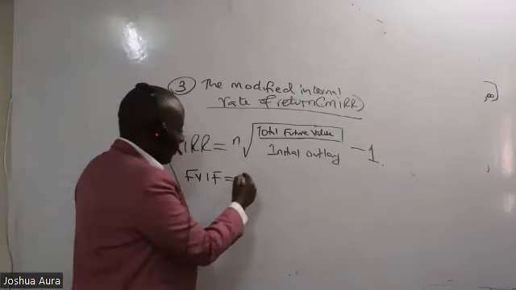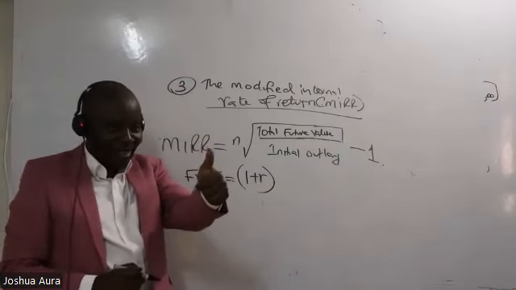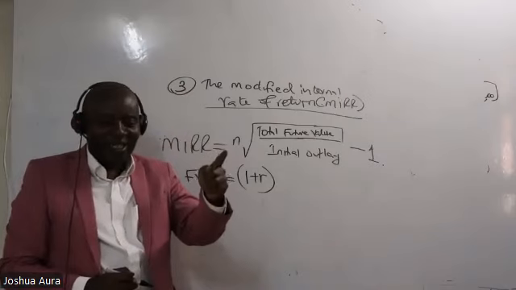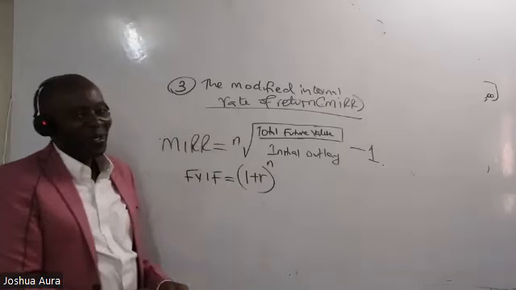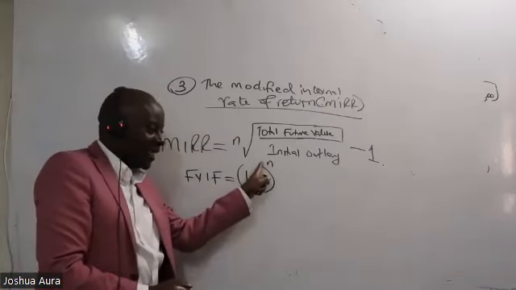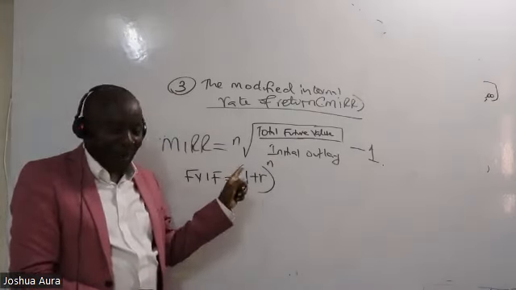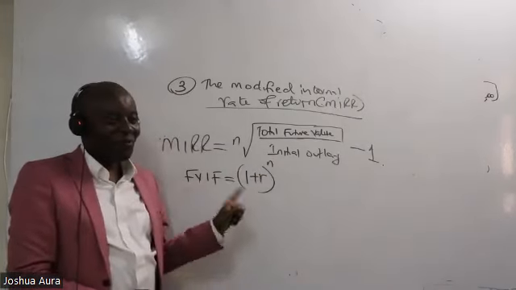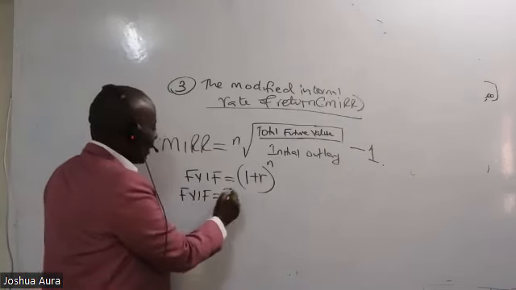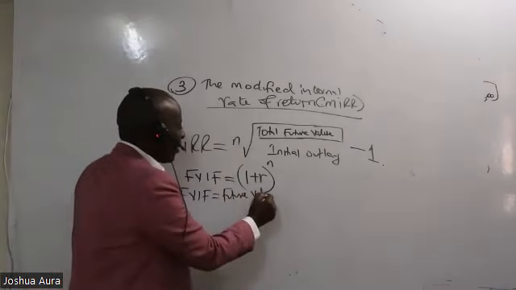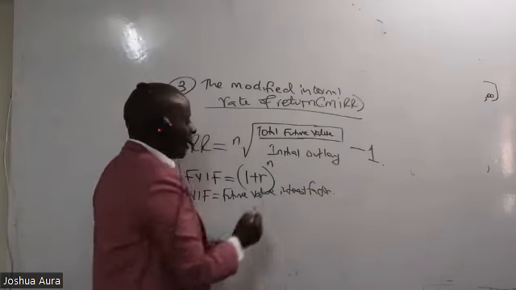1 plus R, raised to power N. I wish I had money today. Because when it's present, that's when we put minus, isn't it? If it's future value, interest factor, we work with what here, somebody? Positive N, future value. So this is the future value interest factor.